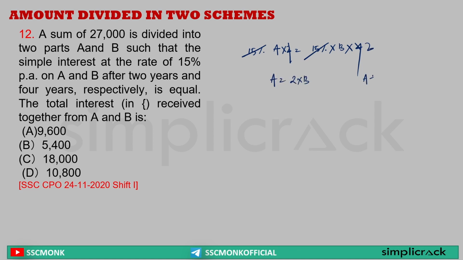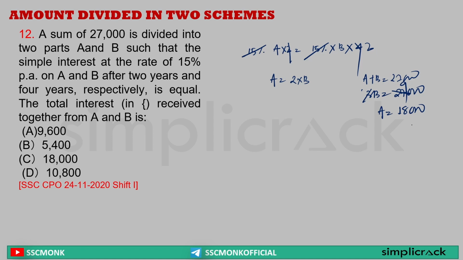Sir, we know that A plus B is equal to 27,000. Sir, here A is equal to 2B. So 2B plus B, 3B is equal to 27,000. So B value is equal to 27 by 3 is equal to 9000. Sir, if B is 9000, A is equal to what? 9 into 2, 18,000. So what it is saying, what is the total interest received together from A and B? Now sir, from A, the amount will be same as B.